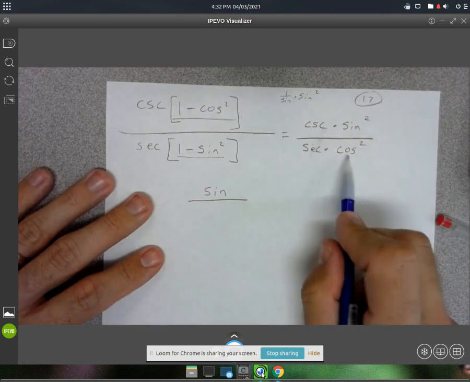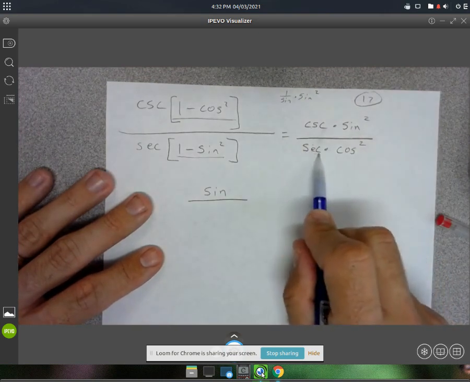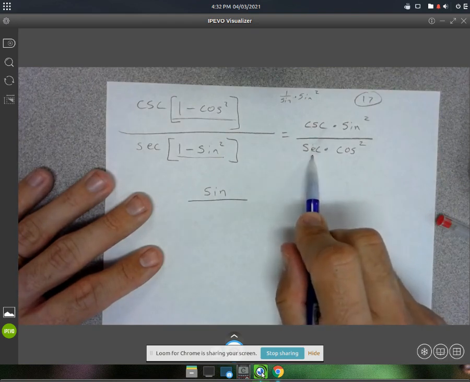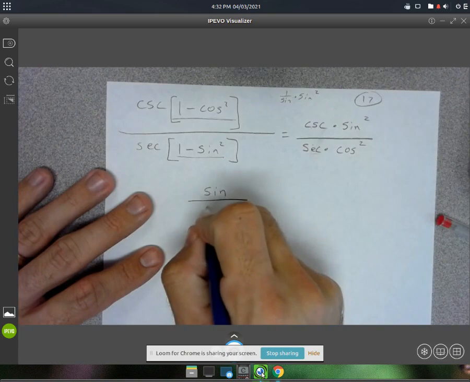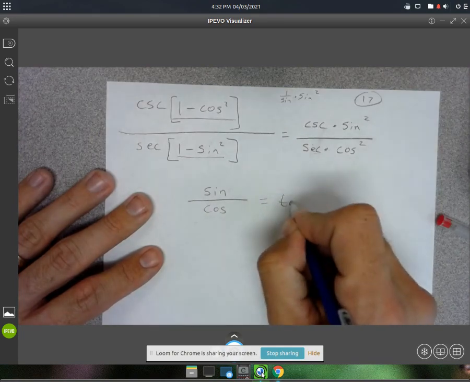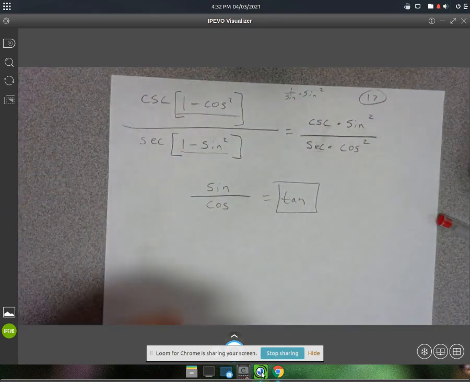Okay, and then on the bottom the same thing happens. So this is equal to 1 over cosine, and so I can cancel this cosine with one of these, and so I still have a cosine left over. And then sine over cosine, that's equal to tangent. And that was our answer on number 17.